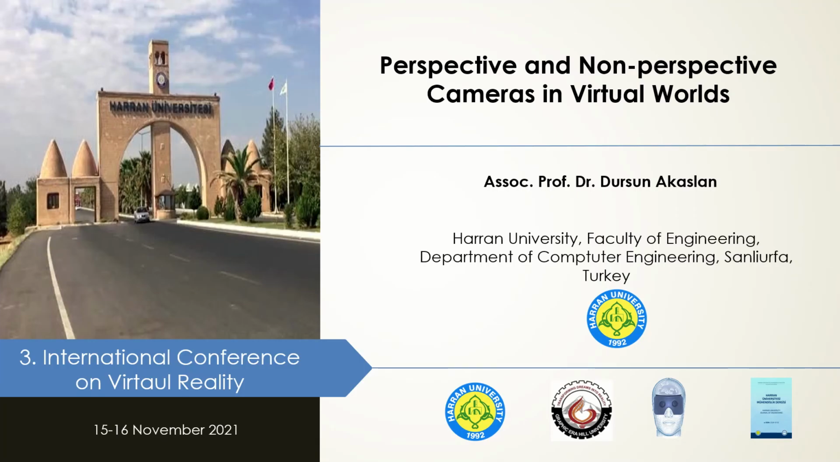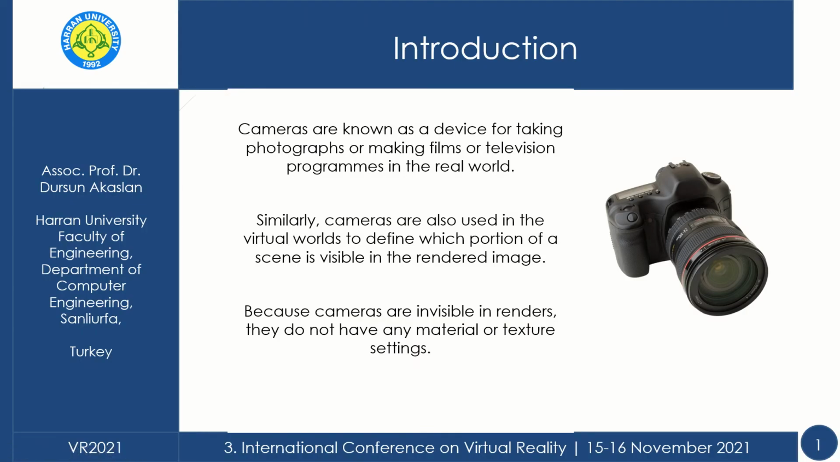Today, I am going to talk about perspective and non-perspective cameras in virtual worlds. Cameras are known as a device for taking photographs or making films or movies, or even television programs in the real world. Similarly, we also use cameras in the virtual world to define which portion of the scene is visible in the render image. Because cameras are invisible in renders, they don't have any material or texture settings. For this reason, we don't cover them with colors or patterns. We just use the camera to get the objects in the render image.